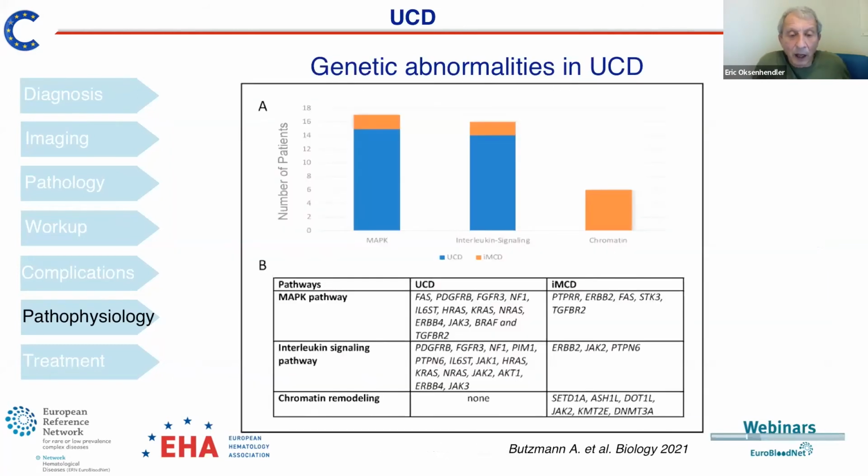So here we have another paper, UCD and IMCD, and you can see that the major genetic abnormalities were observed in UCD lesions and mostly affected the MAP kinase pathway and the interleukin signaling pathway.